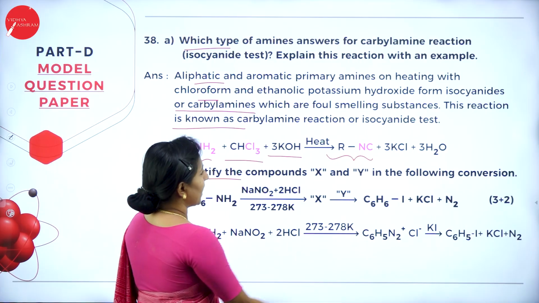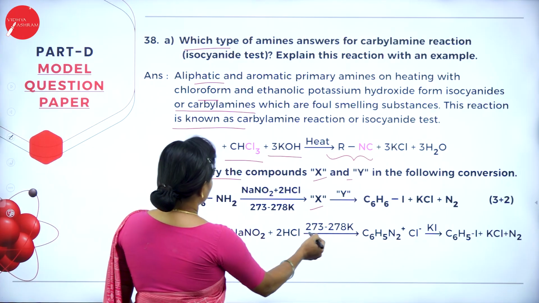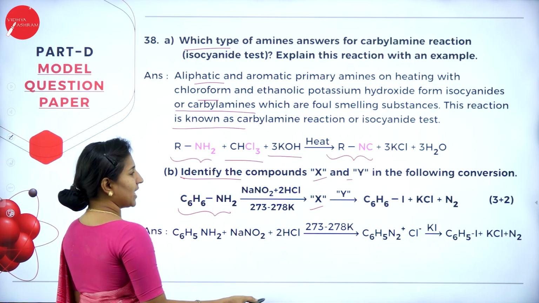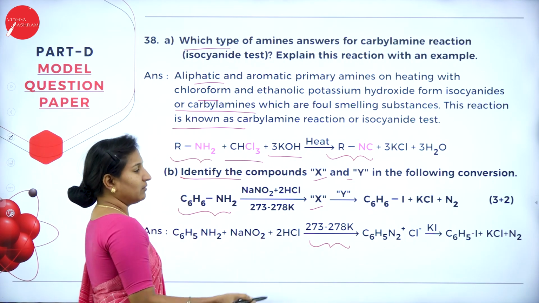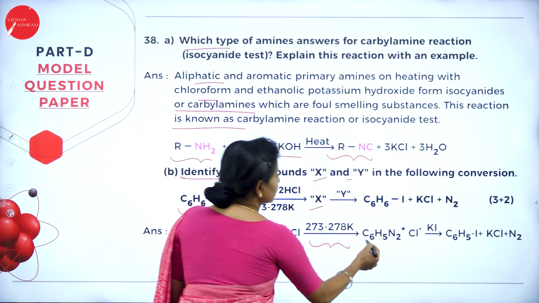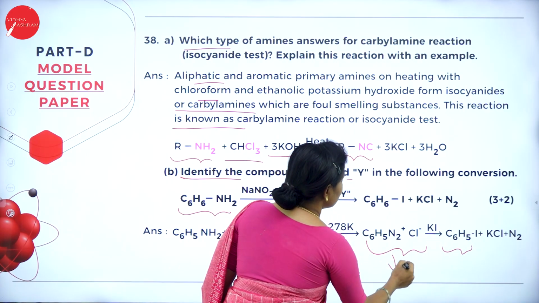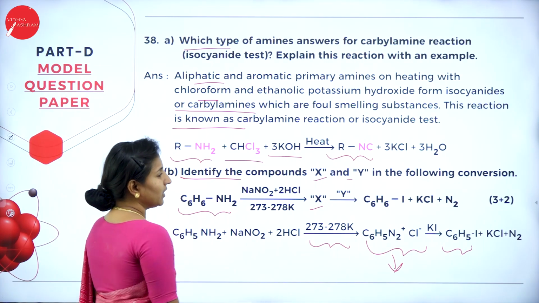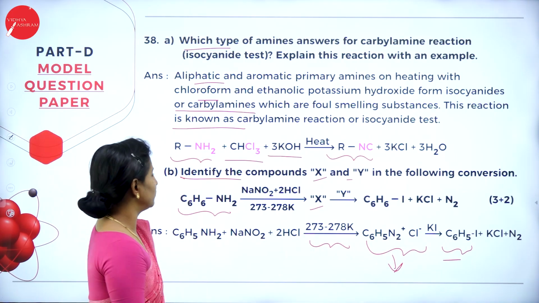Identify the compounds X and Y in the following conversion. So here this is X: when benzenamine reacts with sodium nitrite and HCl, that is the Sandmeyer reaction, at a temperature condition of 273 to 278 Kelvin, that is 0 to 5 degrees Celsius, it gives benzene diazonium chloride. Finally it reacts with potassium iodide, giving iodobenzene by the removal of potassium chloride and nitrogen gas.